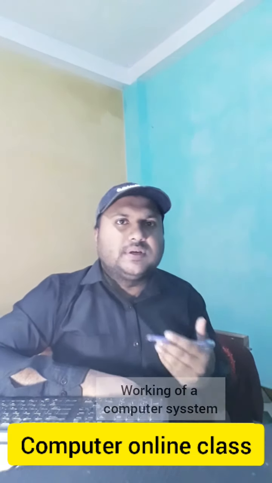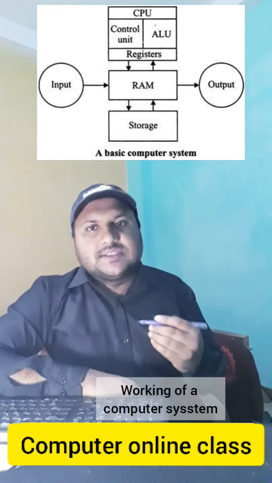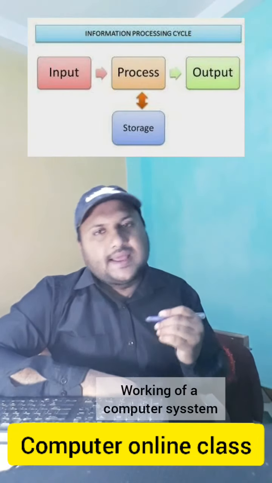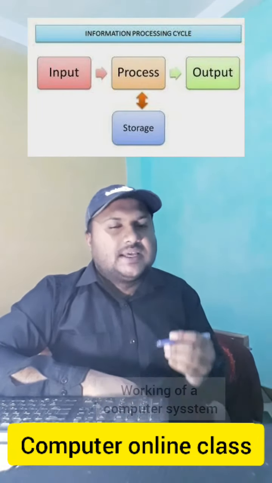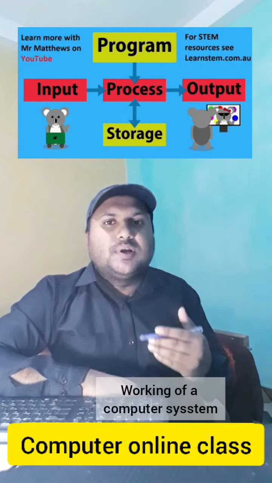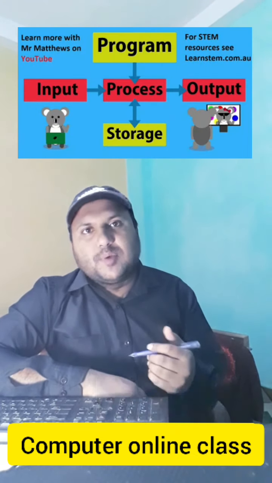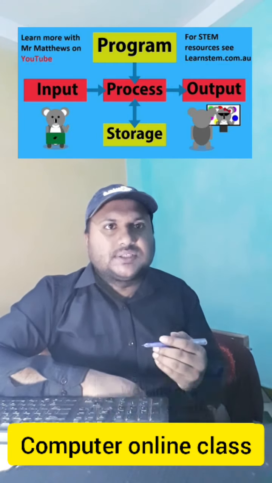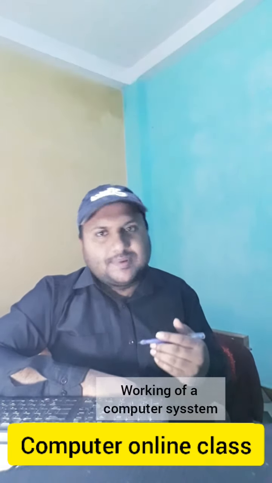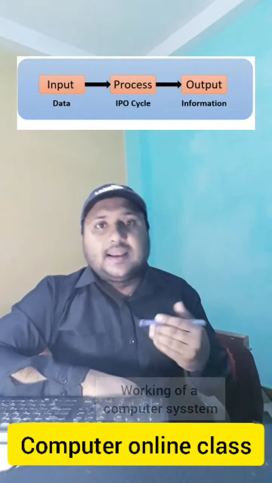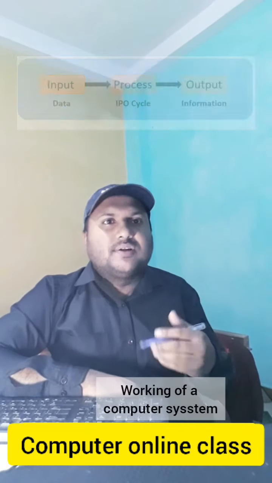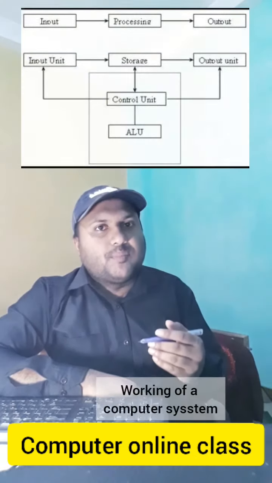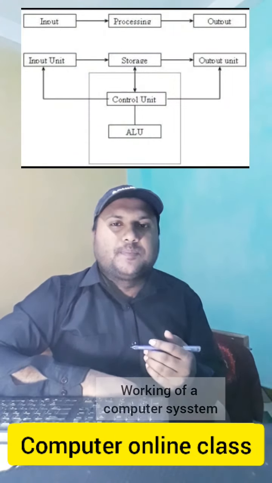Working of a computer system. The three main activities of a computer system are input, process and output. Input means taking input through input devices and storing it in memory. Process is the execution of data and instructions in the ALU, the arithmetic and logical unit. And output is displaying or showing processed data in a location depending upon program instruction.